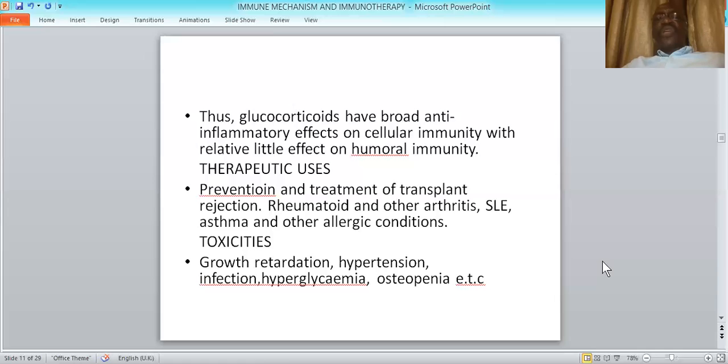They are also useful in rheumatoid and other arthritis, SLE, asthma, and other allergic conditions. Toxicities of steroids are numerous. That is glucocorticoids or adrenocortical steroids. Those will be dealt with in another lecture. I'm just going to mention a few. Growth retardation in children, hypertension, hyperglycemia, infection, osteopenia, bone growth is limited, and then there is loss of calcium in the bone to the extent that fractures can develop with time.